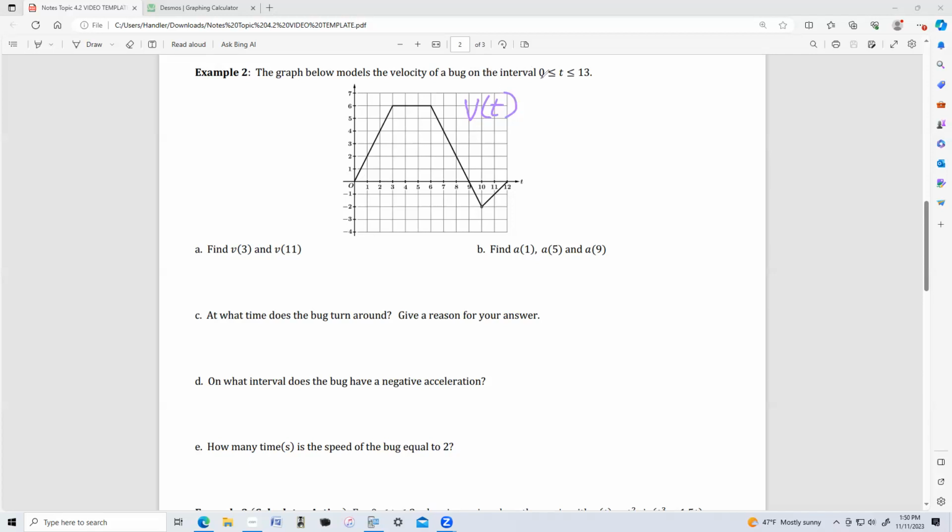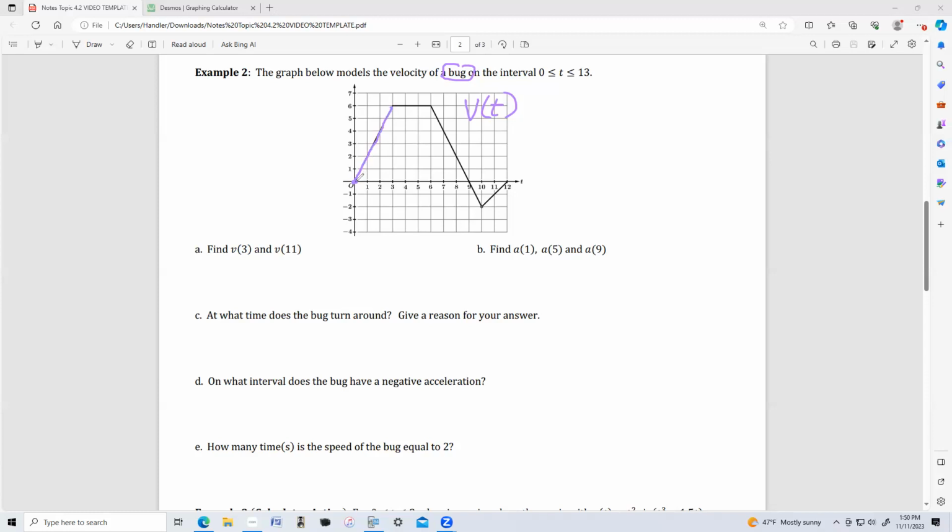And we're on the time interval. Again, we don't know seconds, minutes, hours. We weren't told. But the time interval is inclusive of 0 all the way through, including 13. But we're looking at velocity. So here's how you could turn this into a story. The bug, we're talking about the bug again. The bug starts at time 0 with a velocity of 0, which means it's stopped. Now, the velocity is positive and increasing. So that means it's moving to the right.